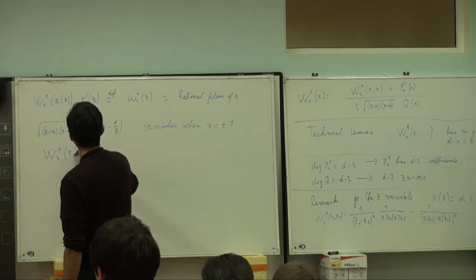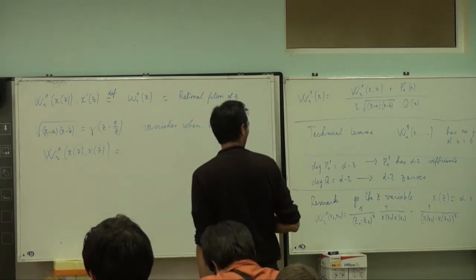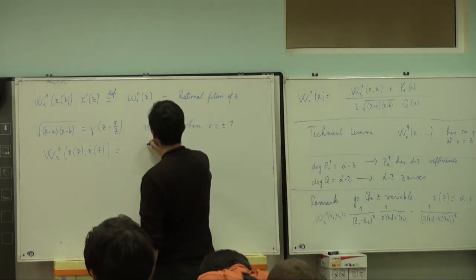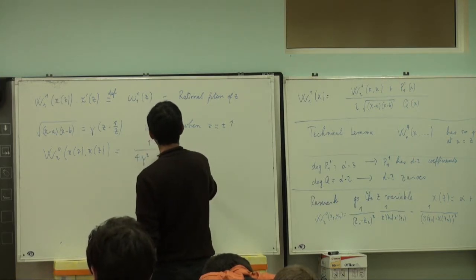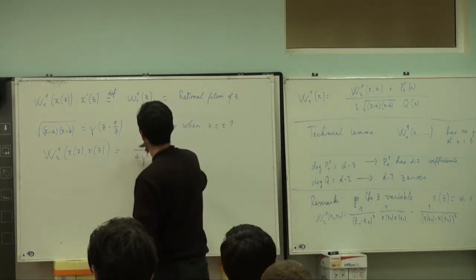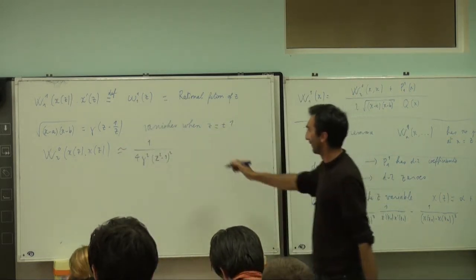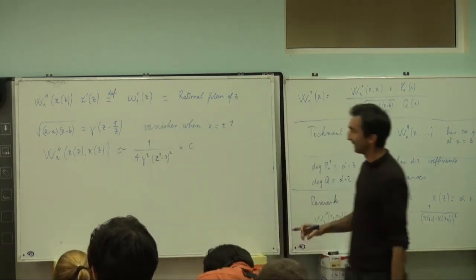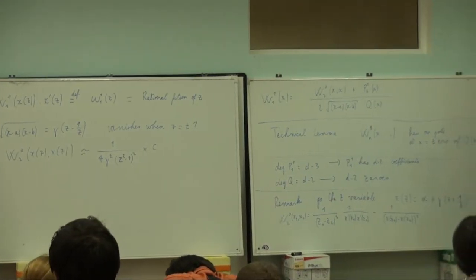W20 of x of z, and in fact you can even compute it. I think it's something like 1 over 4 gamma square, z square minus 1 to a square, or something like that. Well, I'm not sure, times some coefficient, which I don't remember. But what I want to say is that it also has poles only at z equals plus or minus 1.